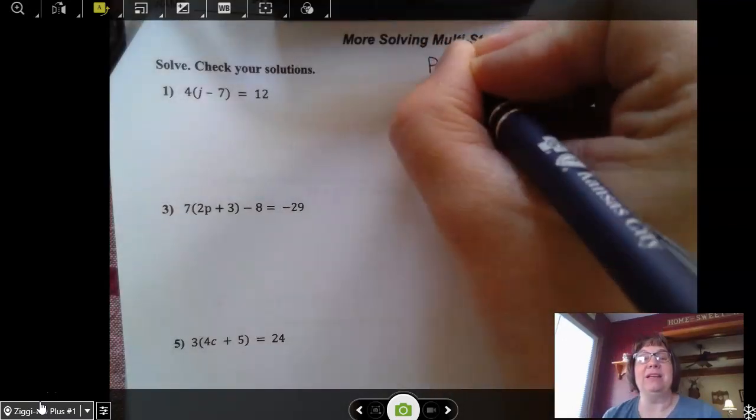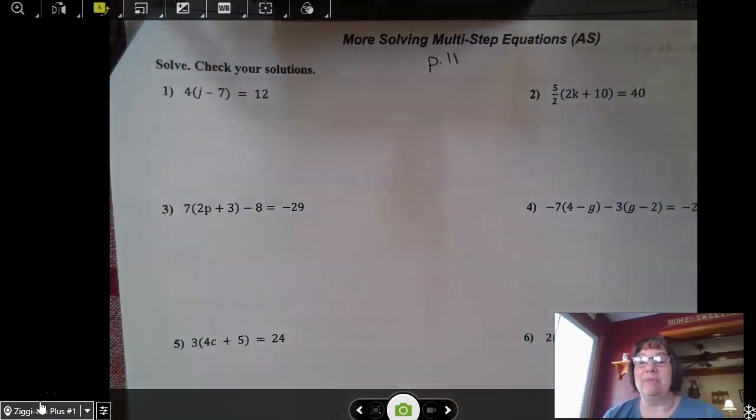If you could find page 11, we're going to be using all the things that we learned with Miss Jeffries the other day, and still following those same steps: first we will distribute if there's any distributing to be done. We will highlight those like terms and combine them, and then solve the equations as usual. We're going to do a few of these together today, and then the rest of them will be your practice for tonight. We're still going to check our solutions in our calculators when we're finished.